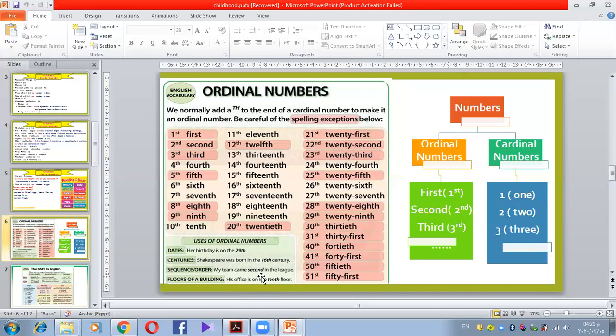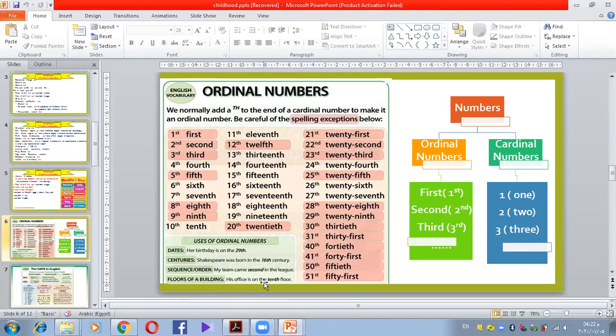We don't say he is the one kid. No, he is the first kid. He is the second, he is the third, the fourth, the fifth, and so on. Floors of building. So where do you live? I live in Cairo. Okay, for example, so what's your address? Let's say it's 5 Amani Street. So what floor, or which floor?